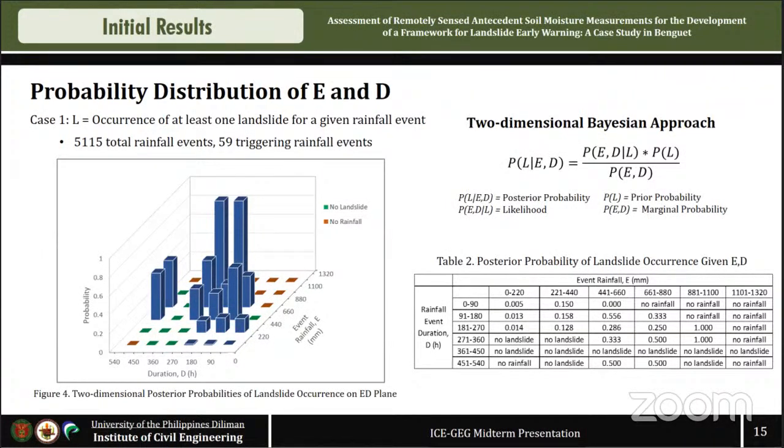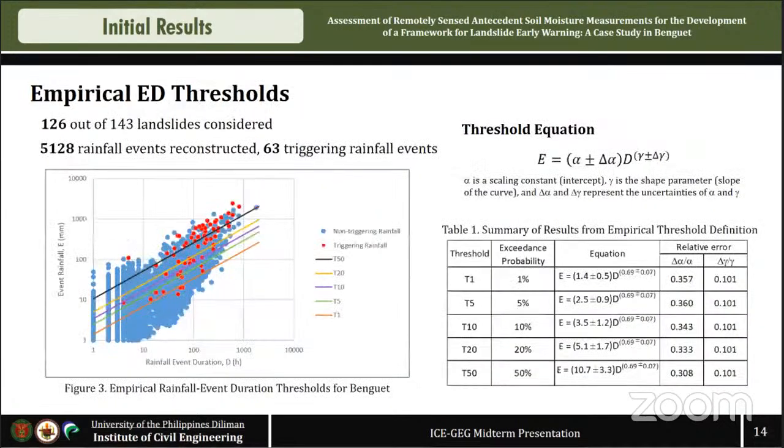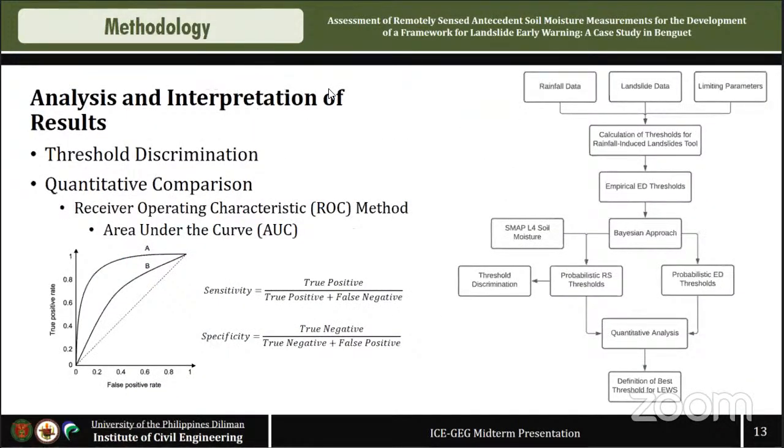Okay. Pero that part actually po won't be used for the receiver operating characteristic approach. So that will only be used for parang qualitative assessment lang po, just to determine the effects of slope, land cover, and soil type on the antecedent soil moisture parameters. I see, I see. Okay, sige, sige.